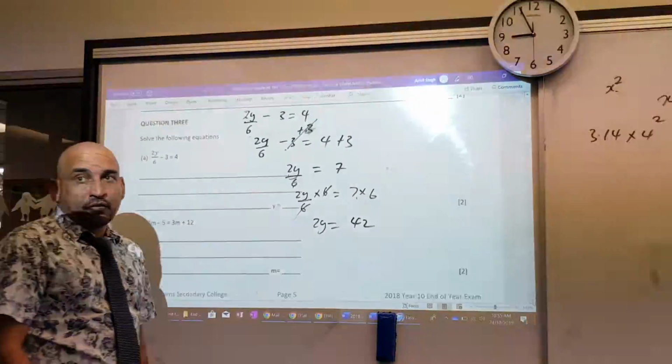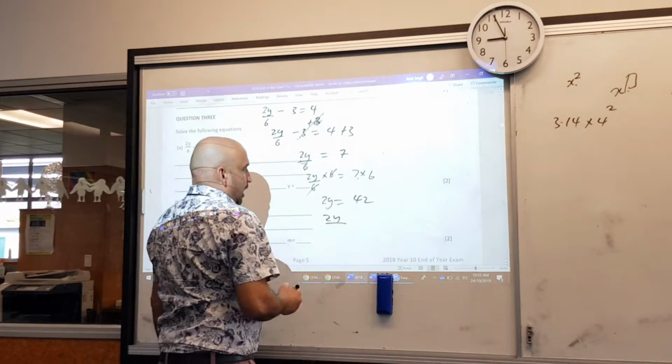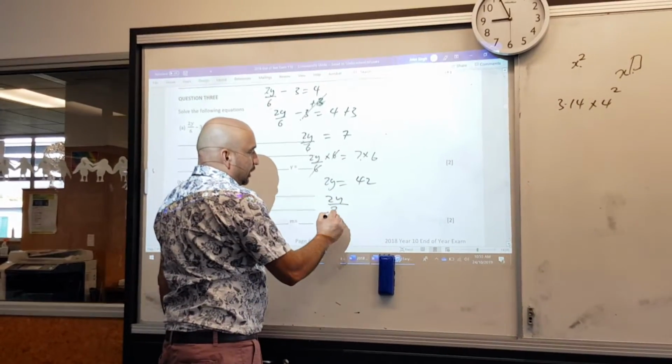Now the final thing you have to remove is 2. And 2y has been multiplied, you divide that.